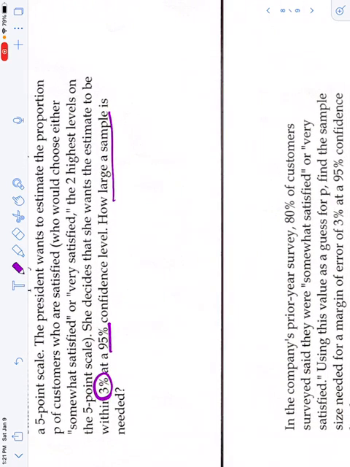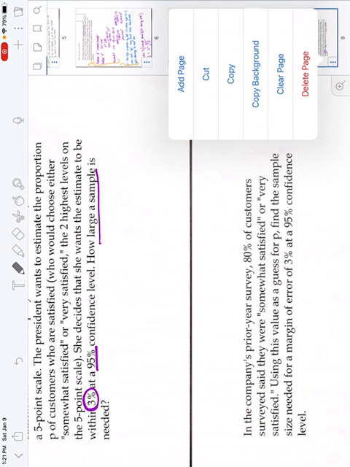Okay, so here I go. I have got, and let me add in.